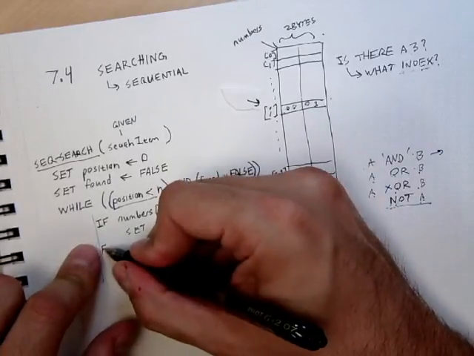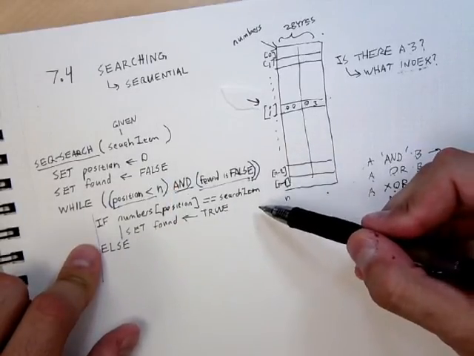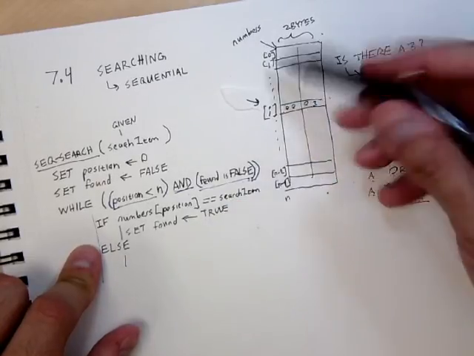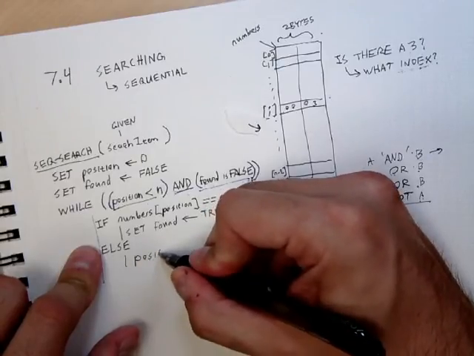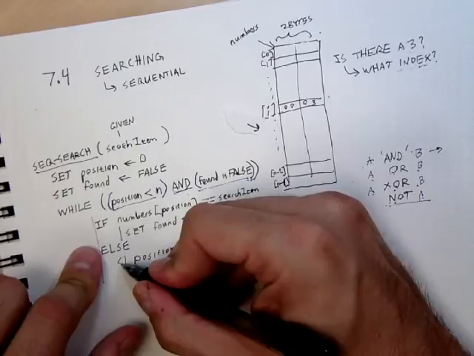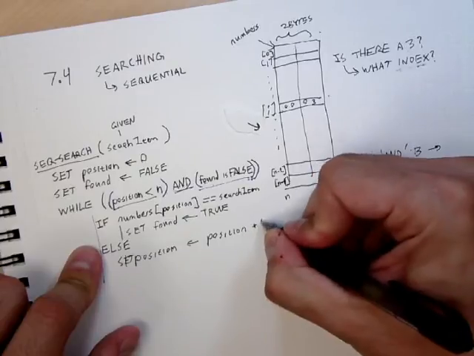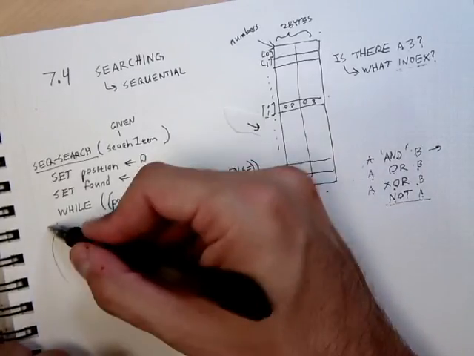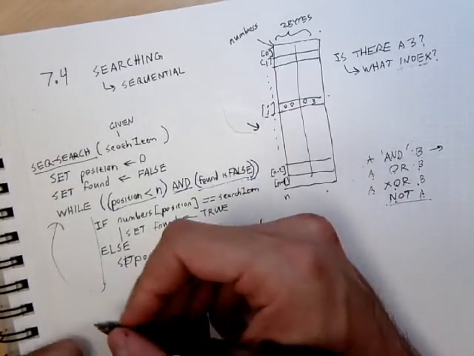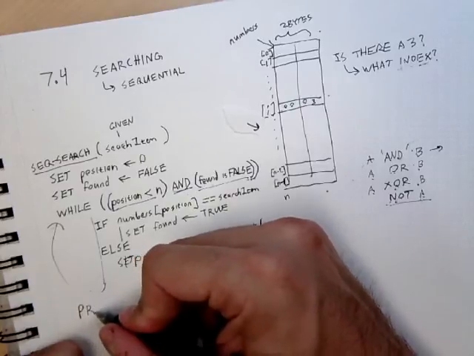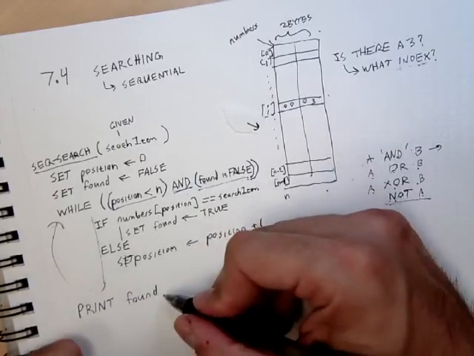Otherwise, so this is our selection, right? So else, this means that we haven't found it yet, right? Well, if we haven't found it yet, then we're just going to advance to the next item, right? So if we haven't found it, I'm going to set position to get position + 1. So if we've done it, and then of course it'll loop back, right? And so when we're done, we could print found, position.